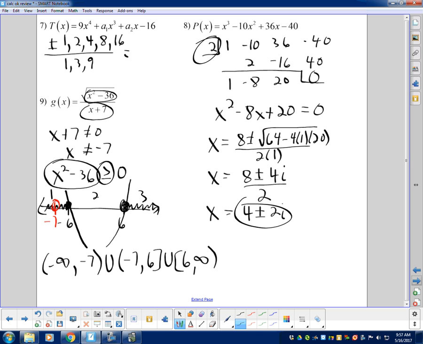This is saying in words, the domain goes from negative infinity to negative 7. You got a hole at negative 7, so you got to jump over it. Then you go from negative 7 to negative 6. That's all filled in. So anything between negative 7 and negative 6 would work in this function. And then from 6 to infinity.